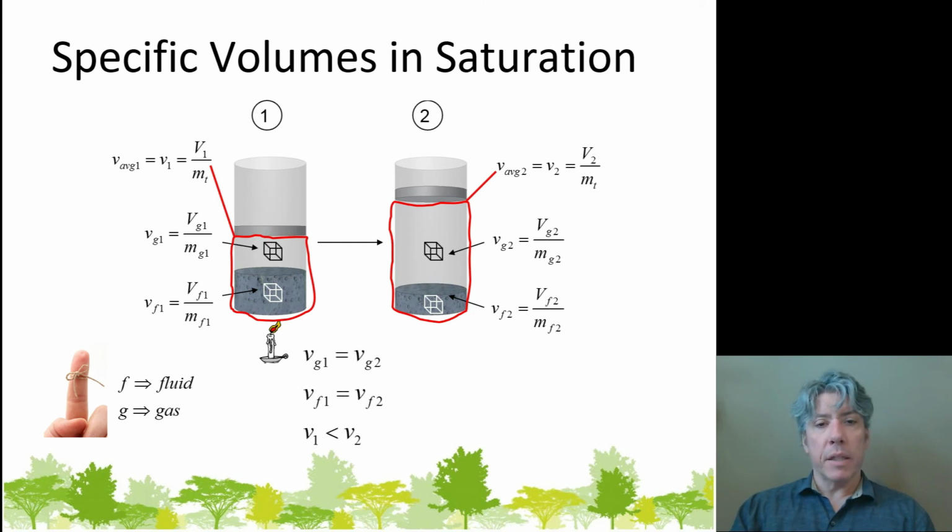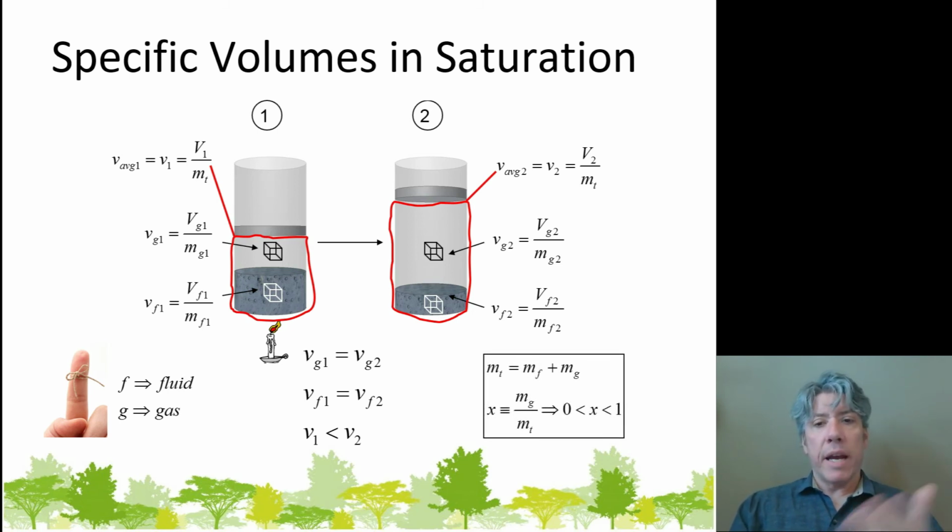Therefore, the average specific volume is different between the two states. Stated mathematically, the specific volume of the vapor in state 1 equals the specific volume in state 2. Same thing with the liquid in state 1 and state 2, but the average specific volume in state 1 is less than the average specific volume in state 2. So the key thing to note here is that the particular properties of the phase remain constant. The only thing that changes is the amount of the phase. That's it. Nothing else changes.